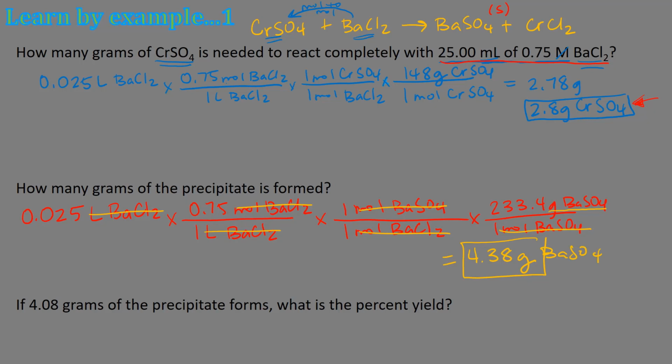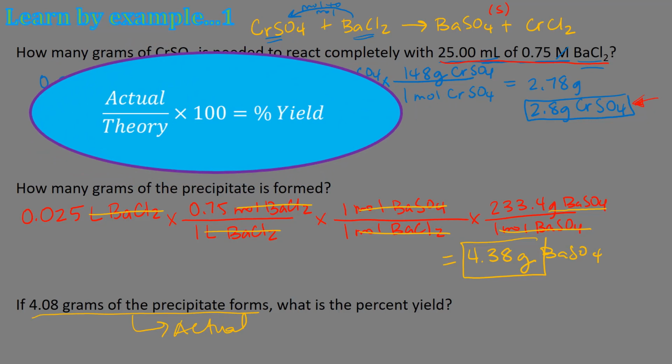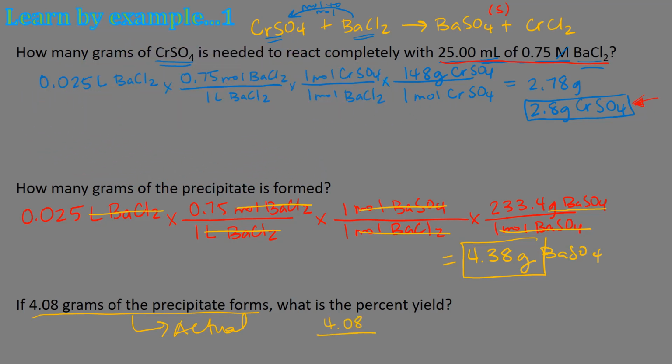And then the last one says, if 4.08 grams of the precipitate forms, what is the percent yield? So this is my actual yield. And remember, the percent yield is actual over theoretical. So I'm going to put 4.08 divided by 4.38. So that's 0.9315 multiplied by 100 gives me 93%. So I had a 93% yield on that if I got 4.08, and I'm supposed to get, according to the math, 4.38.